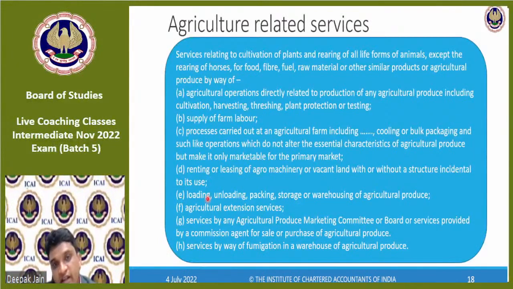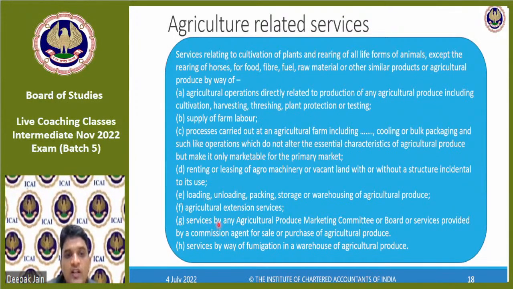जो एग्रो मशीन है उसको आपने रेंट कर दिया या जगह है वेकेंट लैंड विथ और विदाउट अ स्ट्रक्चरल इंसिडेंस टू इट यूज, मतलब वहां पे जैसे एक छोटी सी बिल्डिंग भी, छोटा सा घर हो गया, हो भी सकता है नहीं भी हो सकता है, अगर आपने उसको रेंट पे दे दिया, लीज पे भी दे दिया, तब भी वो एग्जेम्प्टेड रहेगा, क्योंकि अल्टीमेटली एग्रीकल्चर प्रोड्यूस का कॉस्ट नहीं बढ़ना चाहिए. सो रेंटिंग और लीजिंग ऑफ एग्रीकल्चर मशीनरी और वेकेंट लैंड इज ऑल्सो एग्जेम्प्टेड.